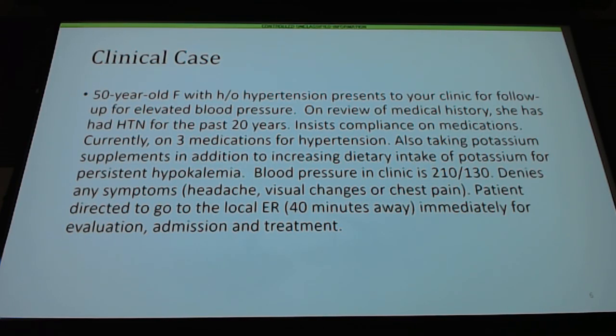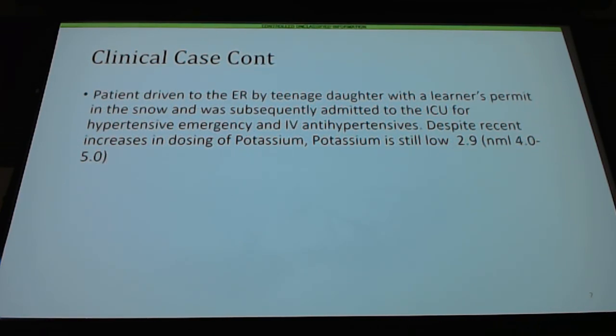The patient is directed to go to the local ER, which is about a 40-minute drive away, immediately for evaluation, admission, and treatment. She's driven to the ER by her teenage daughter, who just has a learner's permit. And by the way, it is upstate New York, around the Buffalo area, and there's a snowstorm going on. She was subsequently admitted to the ICU for a hypertensive emergency and was given IV antihypertensives. Despite recent increases in dosing of potassium, potassium is still low at 2.9, normal being 4 to 5.